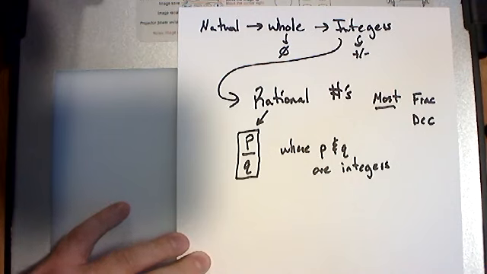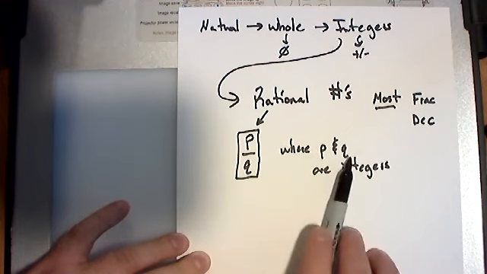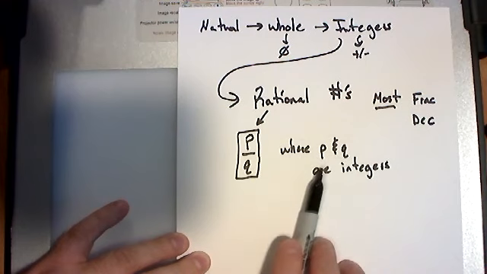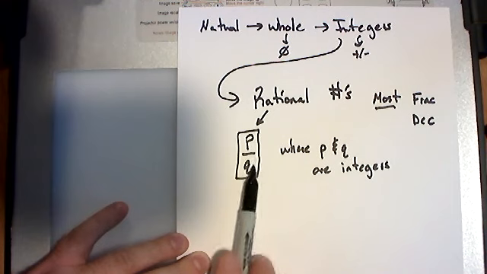We'll get into that at some point, but we're not there yet. Right now, I just want you to recognize that P over Q, that is a fraction. So what rational numbers are is they're fractions, with this exception here, where the P and the Q are integers. What does that mean? Well, basically what we're saying here is you can make a fraction. If you can make it a fraction, it's rational.